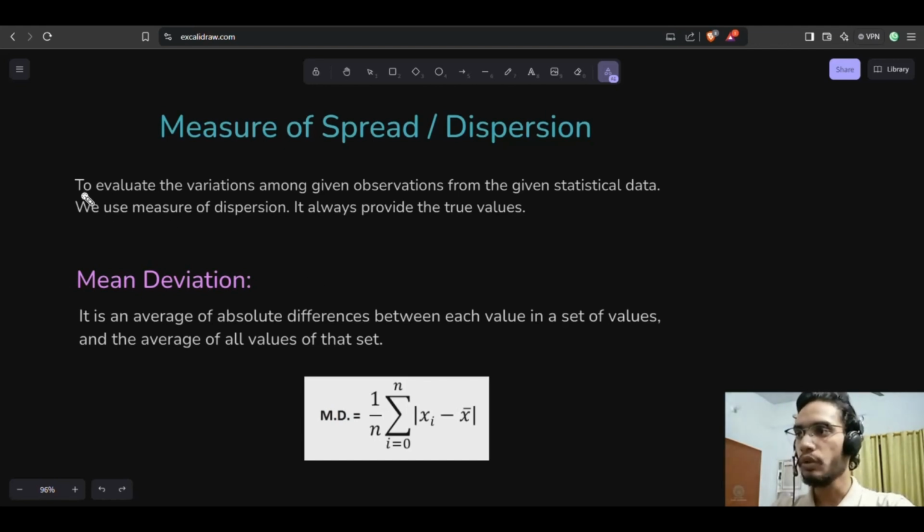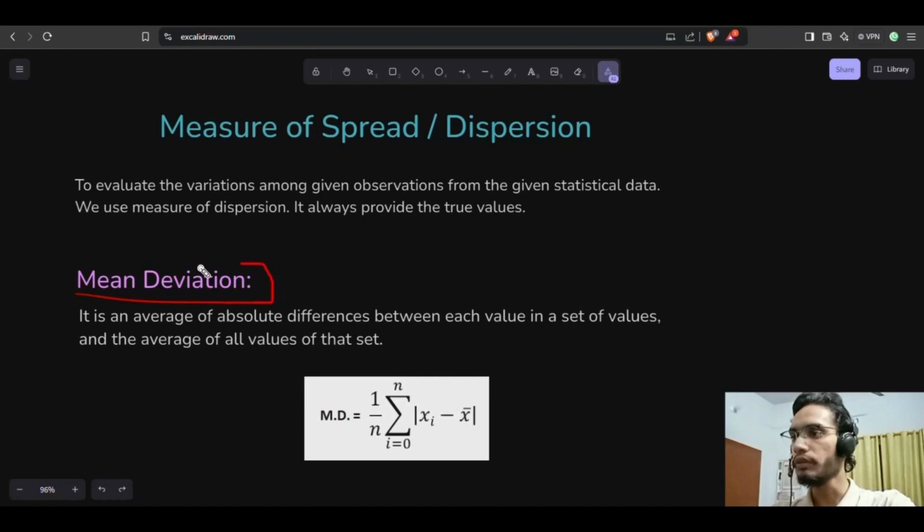Now what actually is it? To evaluate the variations among the given observations from the given statistical data, we use a measure of dispersion. Now, I know you don't understand this, so let me explain. If there are some variations or changes appearing in the given observations from the statistical data, like there are some values and you extracted some observations from those values, and there is some change between the actual values and the values you have extracted, then we say it is the measurement of dispersion. We use it for calculating that because it always provides the true values.